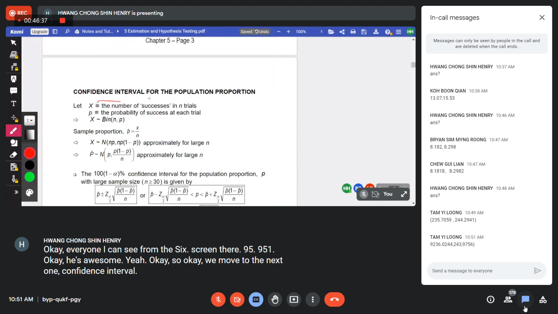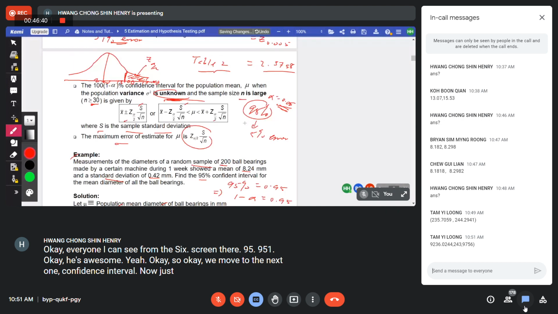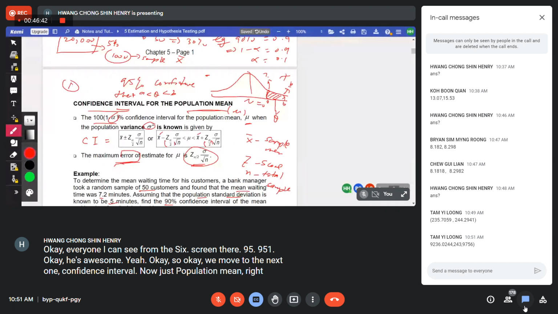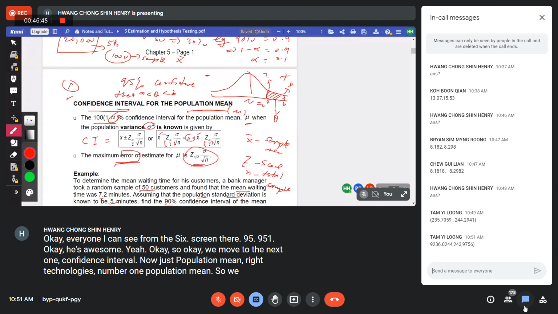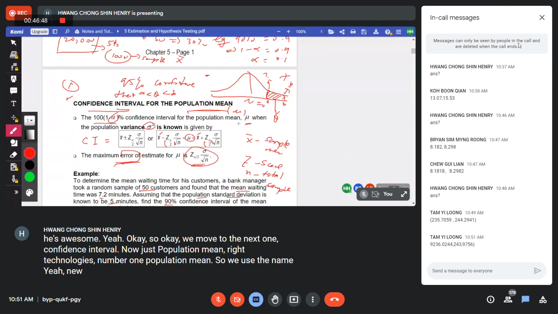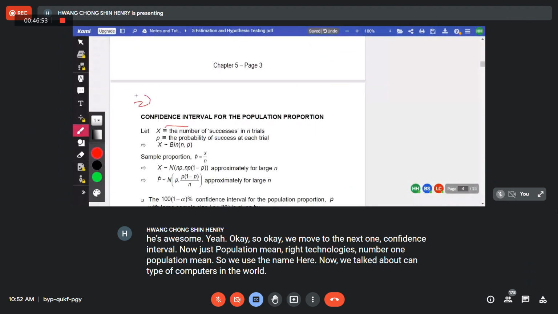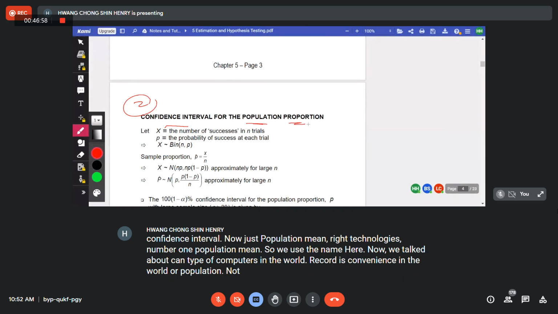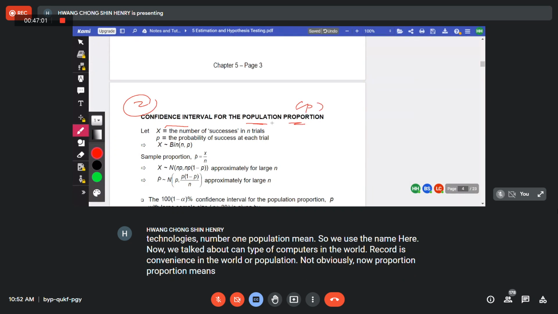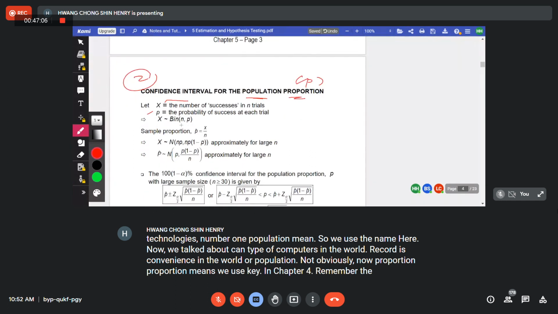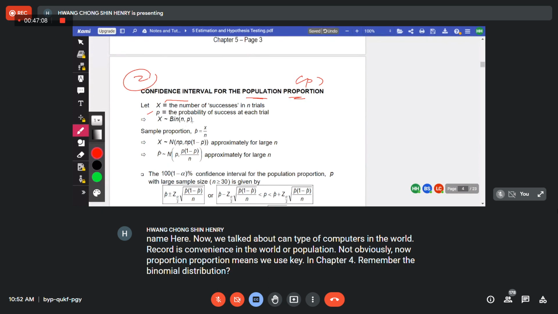Confidence interval. Just now we talked about population mean, right? Take note, this is number one, population mean, so we use the mu. Now we talk about the second type of confidence interval. We call this confidence interval for population proportion, not population mean. Proportion means we use P. Now, in chapter 4, to remember the binomial distribution, what's the P? Success probability. Q is the failure, remember?